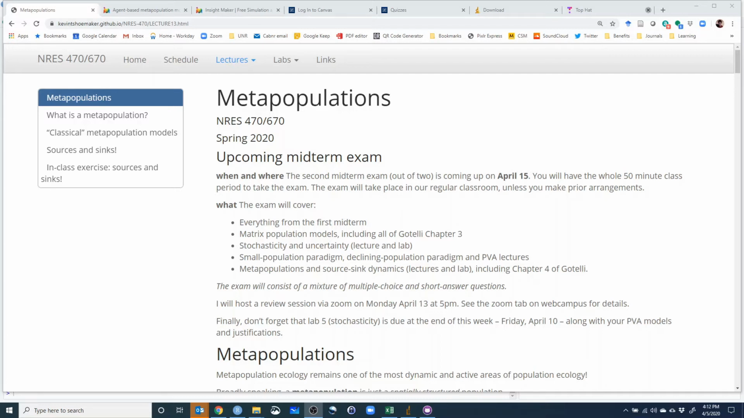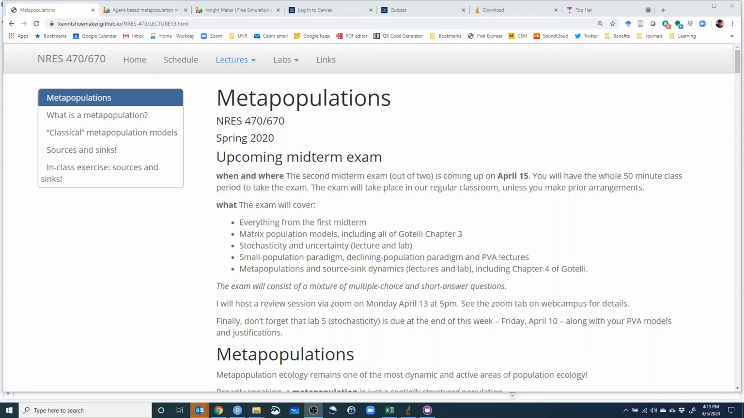So everything's going to be basically the same, except you will not be in the classroom as it says here in this website, which I forgot to correct. You will be at home in a comfortable, safe, quiet place, hopefully. It will take place during our regular class period on Wednesday. So that's 10 to 11 on Wednesday, April 15th.